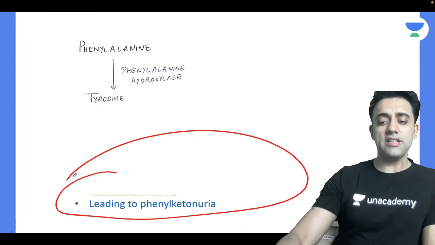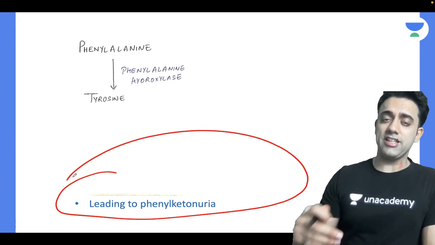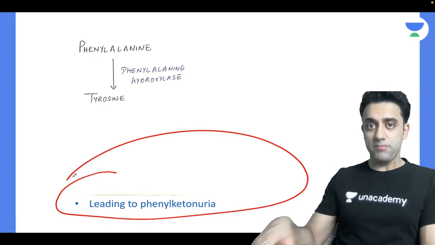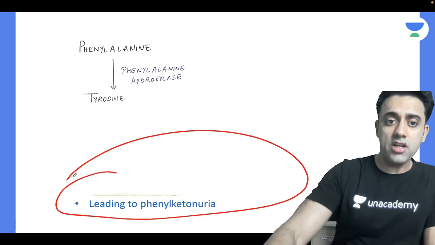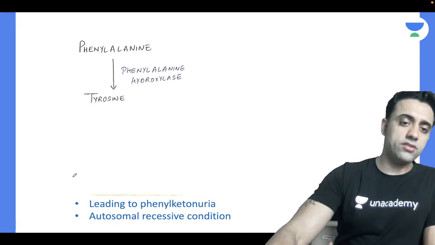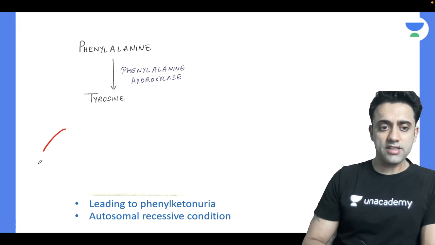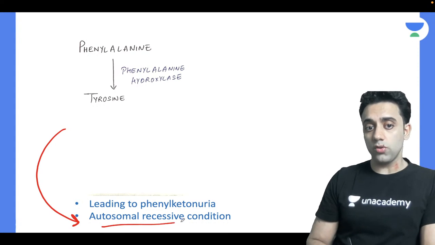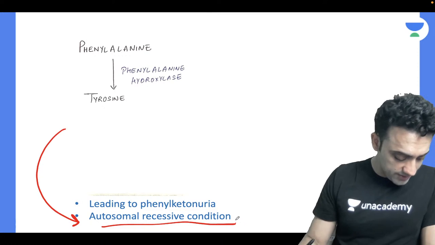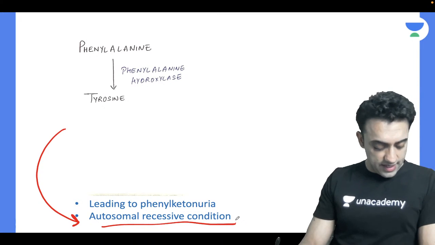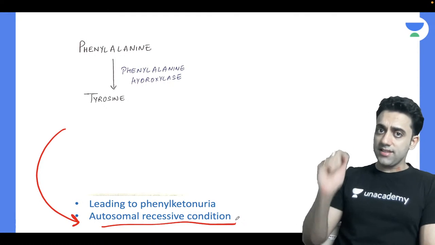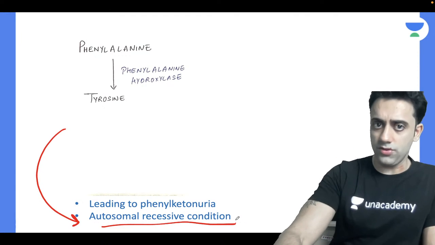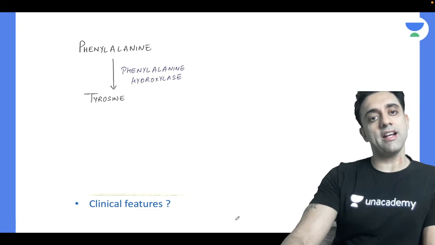So yes, very beautiful. It leads to phenylketonuria: phenylalanine and its metabolites are now in my urine and everywhere. Okay, now clinical features. Also, what is the inheritance for this condition? It is an autosomal recessive inheritance, that also you should know. Okay, next, very important, clinical features.